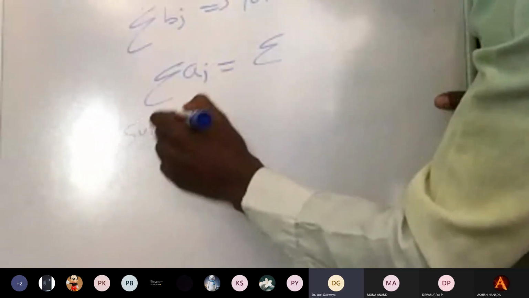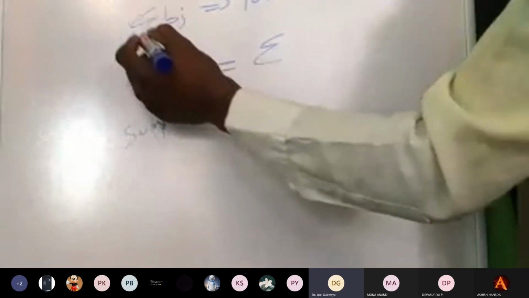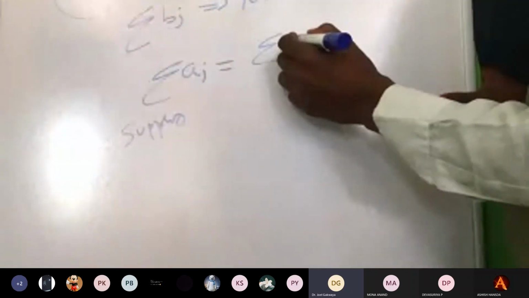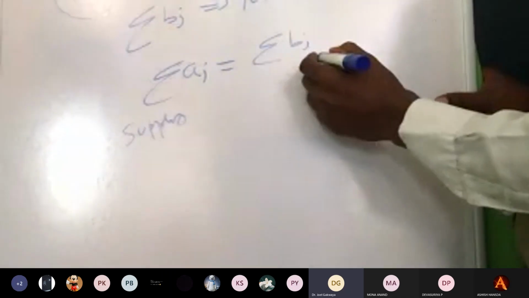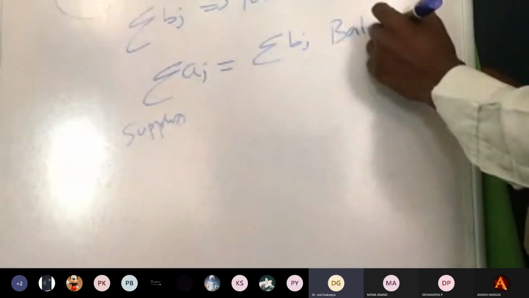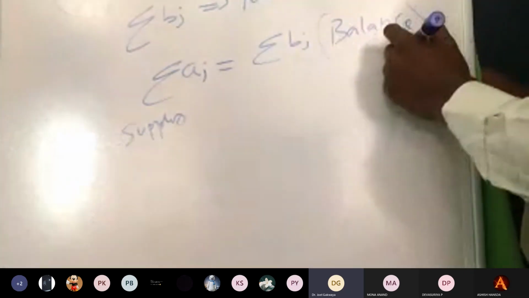When the total amount of supply, let's take an example from this place, is going to cost me like 500, okay? And the destination also is going to cost me 500 to reach. So if the 500 of the source and the 500 of the destination are equal, then we mean to say that this transportation is known as balanced.